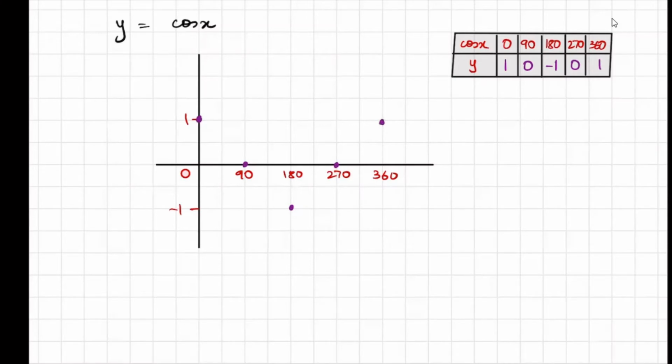Okay, and I'm joining them in a curve. So make sure you don't make a V because this is not a straight line graph. It's supposed to be a curve. So you will be joining like this in a smooth curve. Yeah, so this is your curve and the curve is y equals to cos x.